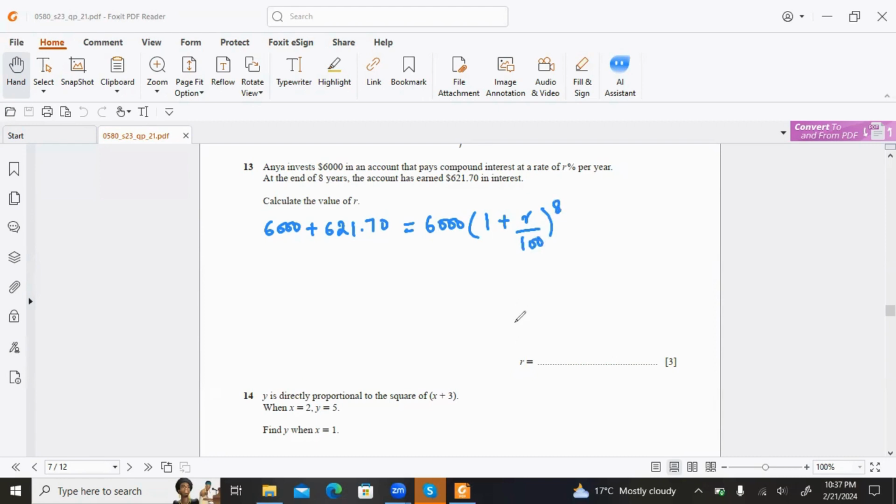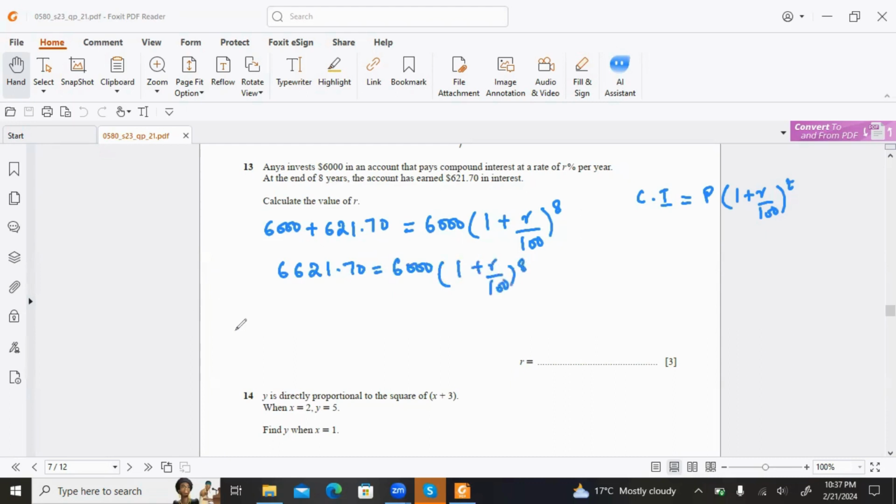Compound interest has a formula of your principal amount times 1 plus R over 100 raised to the power of time. So over here, we're adding 6,000 to 621.70 because we're taking the final amount. 621.70 was the interest amount, so we're going to add that to the principal amount because we want to see what the final amount is. So 6621.70 equals 6,000 times 1 plus R over 100.